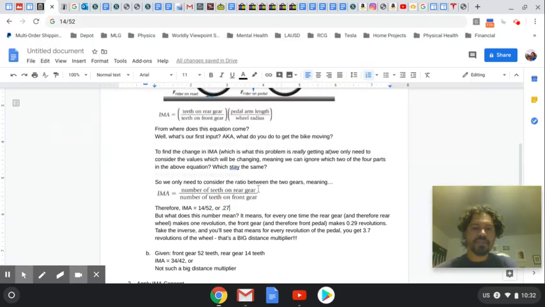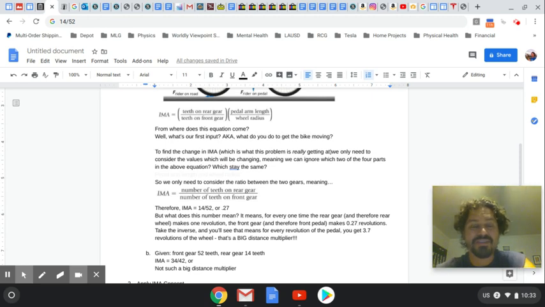Okay, so what does that mean? 0.27. That means that for every one time that the rear gear and the rear wheel makes one revolution, the front gear, and therefore the front pedal, remember those things are locked together, makes 0.27 revolutions. This is almost a 4-to-1 ratio. If you take the inverse, you'll see that for every one revolution of the pedals, right, your foot goes around once, you get 3.7 revolutions of the wheel, which is much bigger. That's a really huge distance multiplier.